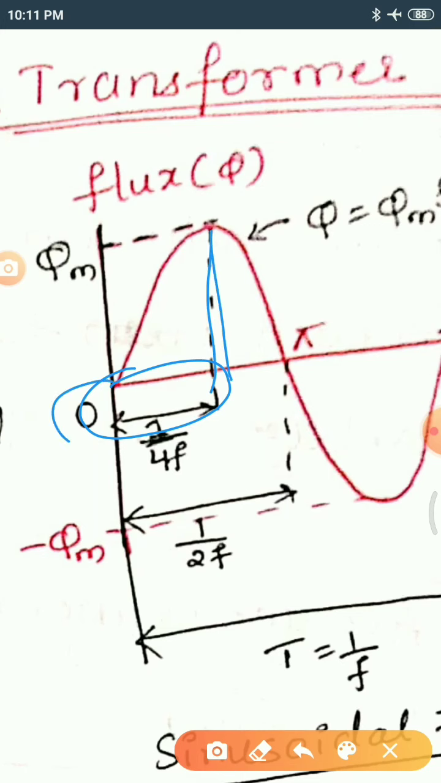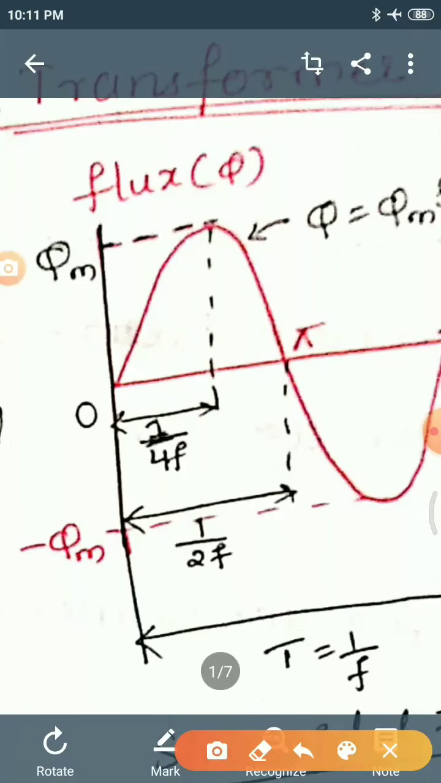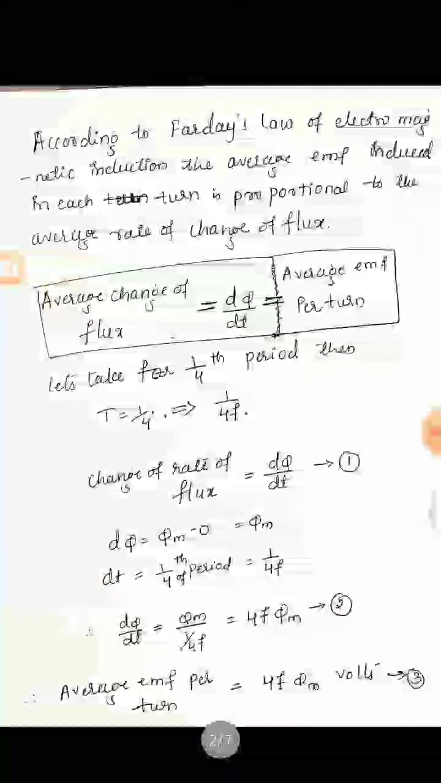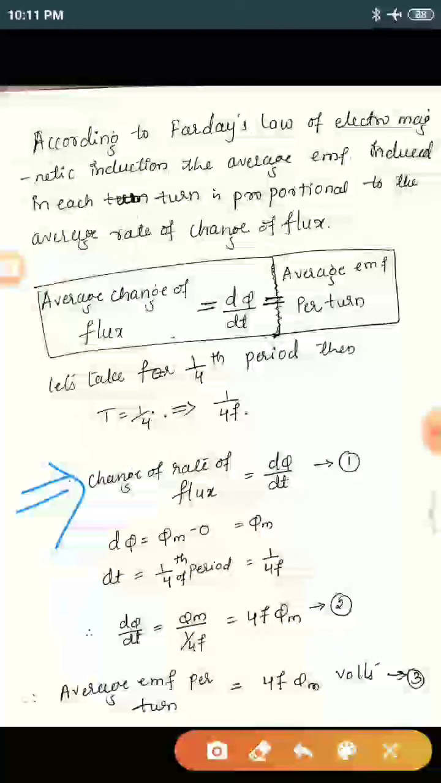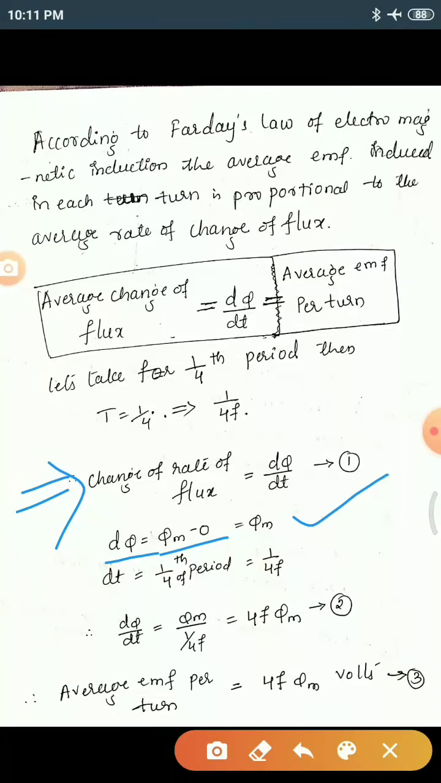It is from 0 to φm. Okay, the change of flux is from 0 to φm, so that we need to take. So here also, the rate of change of flux is dφ by dt. So dφ is equal to φm minus 0. φm is the change of flux.